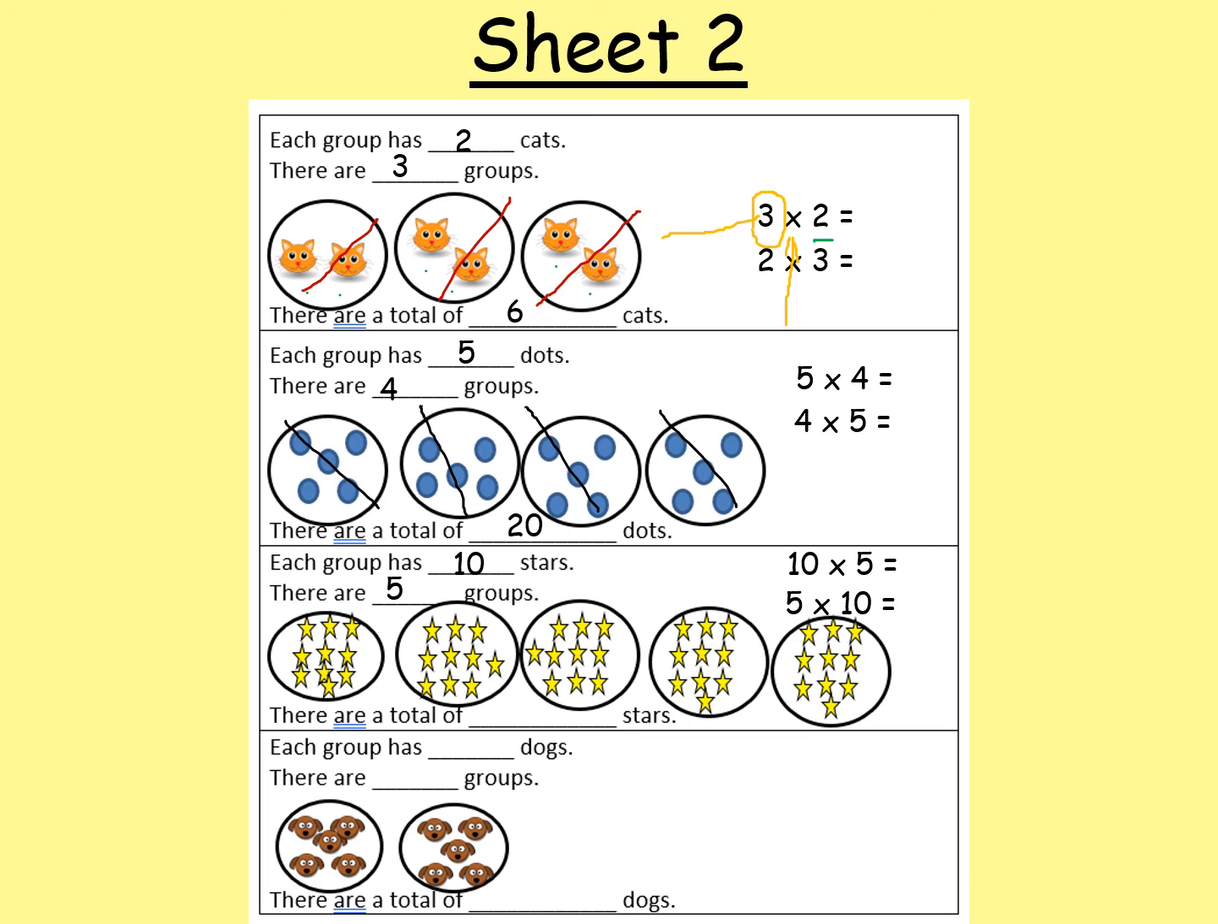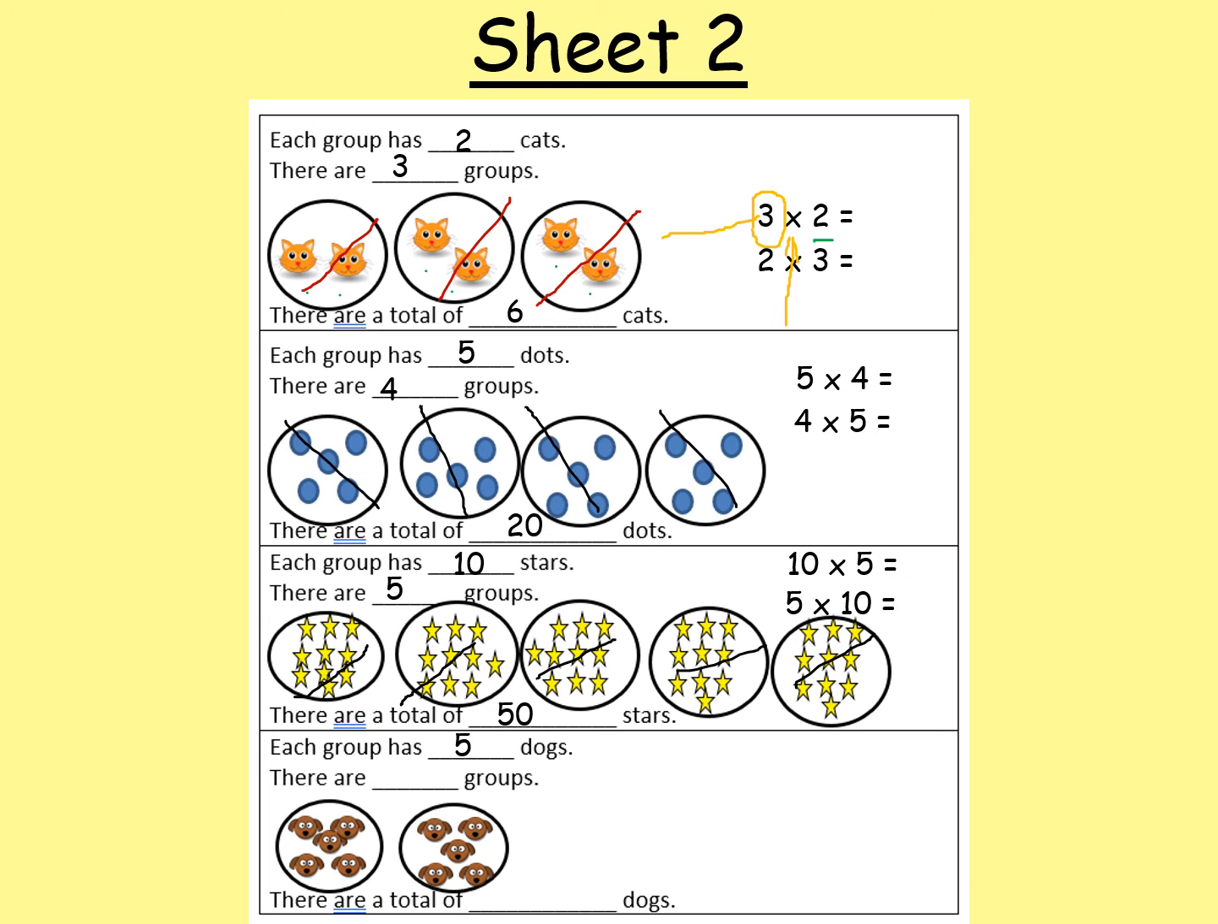How are we going to find out, guys, how many there are all together? What could we do? Yeah, we're going to count in our 10s, because we can see that there's 10 in each of these groups. So let's count in our 10s. We've got 10, 20, 30, 40, 50. There are a total of 50 stars. Right, let's look at the last one.